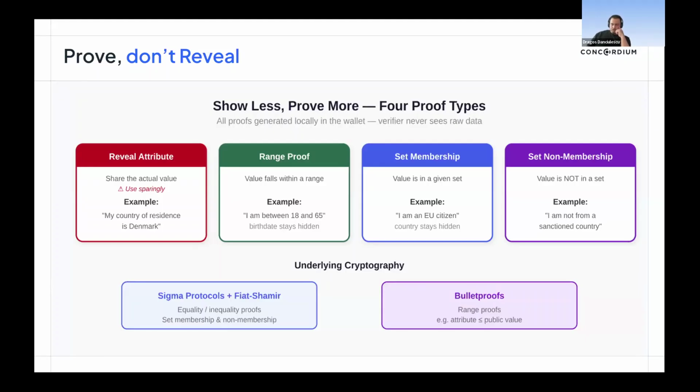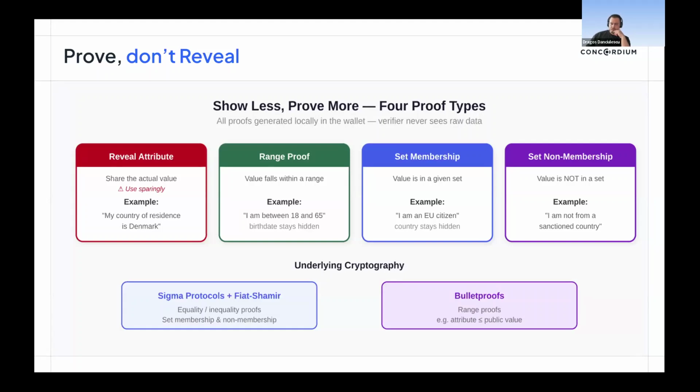Then we have range proofs. You use this to prove that a value falls between a range. You can say that I am between 18 and 65, and the birth date will stay hidden, while, for example, a merchant that is selling wine in the UK will be able to say that you are not a minor, but will not know your actual age.